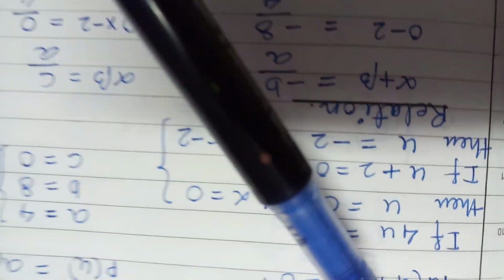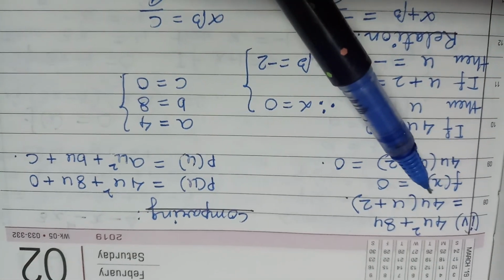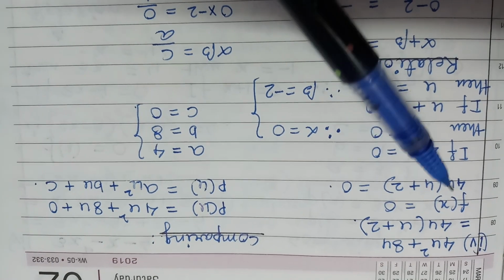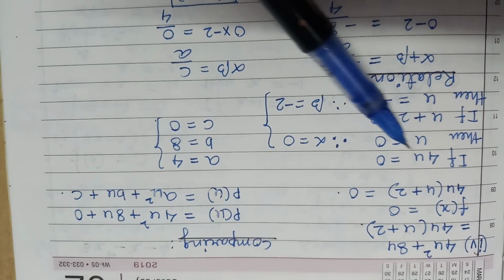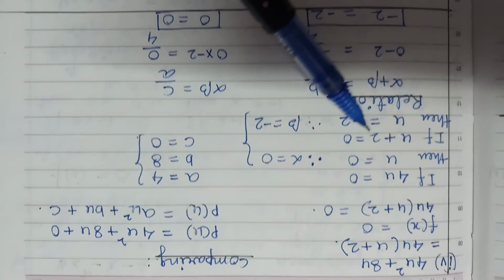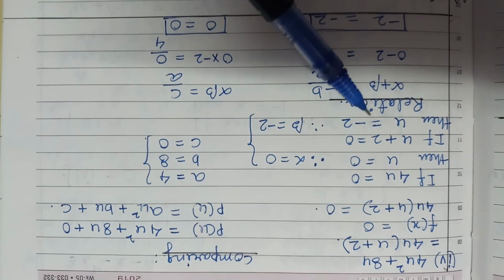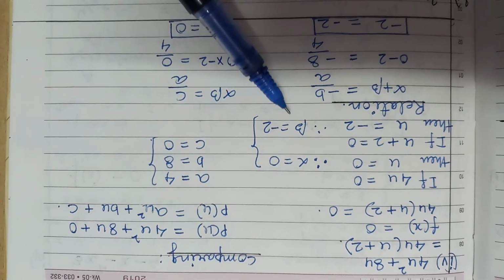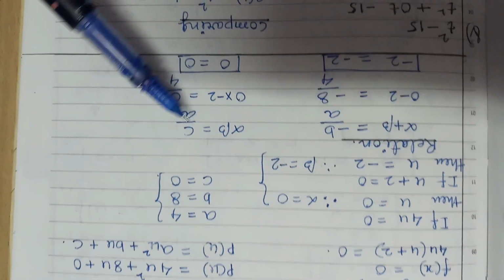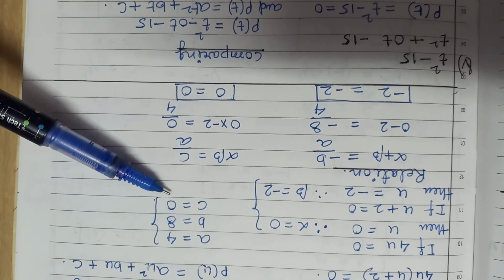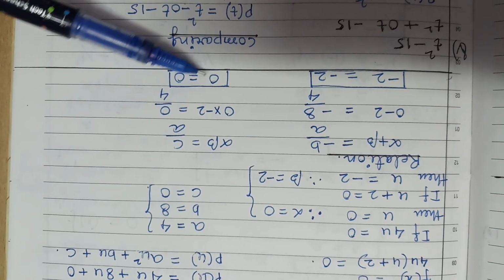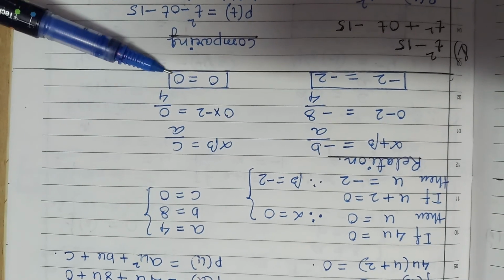See, 4u square plus 8u. Simple. You take 4u as a common factor, 4u times u plus 2. Now this is equal to 0. So 4u equals 0, u equals 0, alpha equals 0. If u plus 2 is equal to 0, then u will be minus 2. So alpha is 0 and beta is minus 2. Same relation, alpha plus beta equals minus b upon a, and you can check it with a, b, c. And alpha beta equals c upon a, it is 0 upon 4, 0.